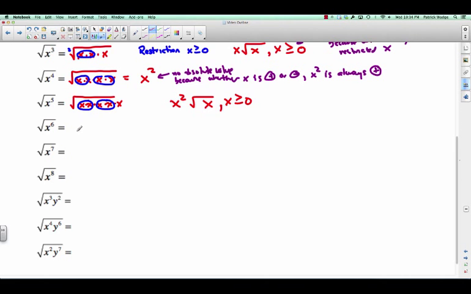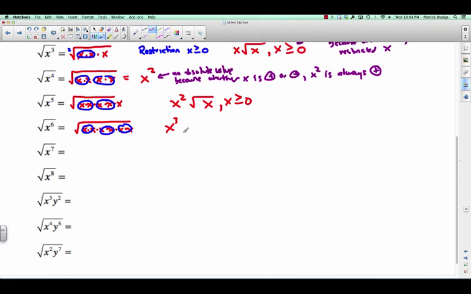Alright, x to the sixth. So the square root of x times x times x times x times x times x. By the way, you don't need to write this like I'm doing here. I'm just doing this to help you picture it. So do we need to write a restriction here? No, because it's an even exponent. So it's definitely going to be positive inside. So we'll get our pairs. 1, 2, 3 pairs. Nothing left over. So all that comes out is x cubed.